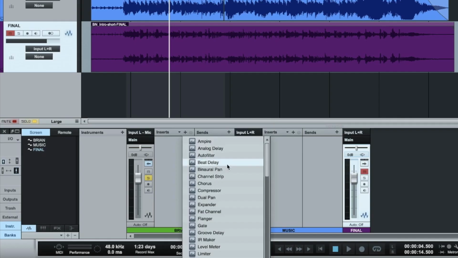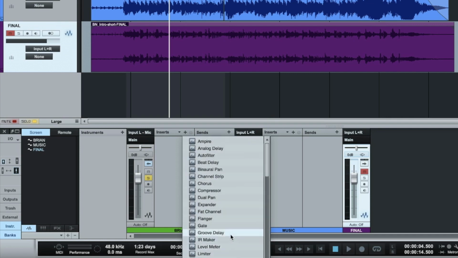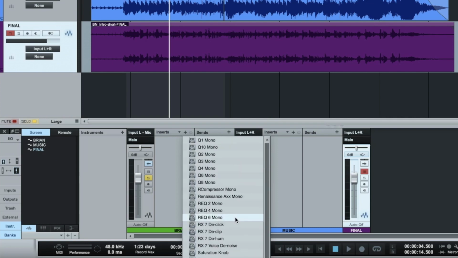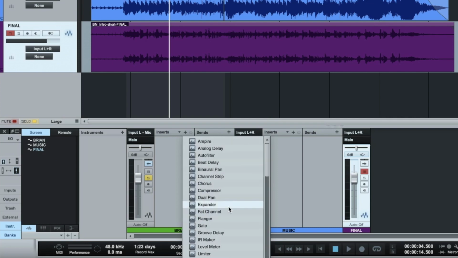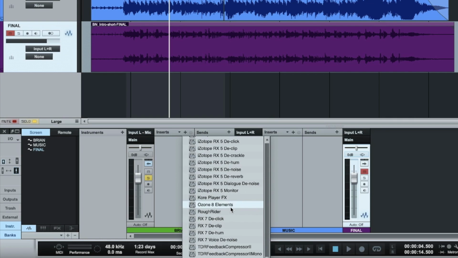If I come down here and I go to RX, now you'll see I have hundreds of plugins. Many of these cost thousands and thousands of dollars, hundreds a piece or thousands for bundles. I have thousands of dollars worth of plugins. You don't need to have this. This is a decade of building up tools as an audio engineer.